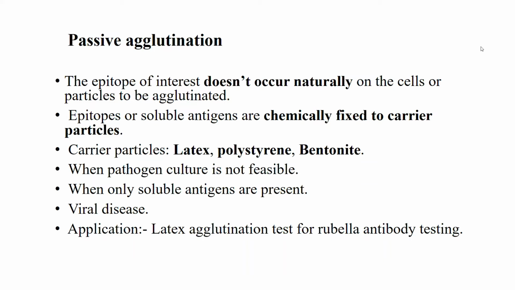This passive agglutination can be done when pathogen culture is not feasible and only soluble antigens are present or available. One of the applications of passive agglutination is the diagnosis of bacterial diseases or viral diseases. One of the most important examples is the latex agglutination test for rubella antibody testing.